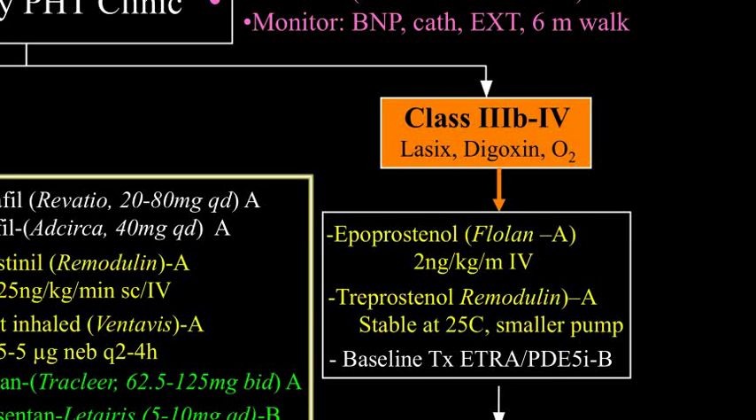Now, fortunately, even for the class 4 patients, there are some new options. Because Flolan is not stable at room temperature and has to be refrigerated, the pump has to be refrigerated, the supply of drug has to be refrigerated when the patient is out and about. It's been nice that the treprostinil has come along. So treprostinil is more stable at room temperature, and the pump that delivers that is smaller, allowing the patient to be more ambulatory. So for class 4 patients, we now have the choice of either treprostinil, which is Remodulin, which can be given by pump, or Flolan, which can be given by pump.